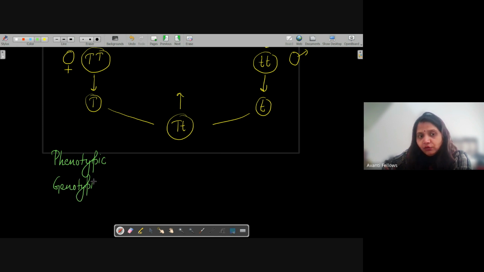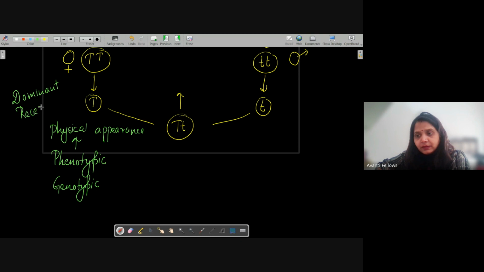What does that mean now? Phenotypic character is the physical appearance. It is the physical appearance. You must be aware of two words, dominant and recessive. Correct? You know that? Yes, ma'am. Everyone knows that. What is dominant? What is recessive? Can I get some thumbs up if you know these two words?